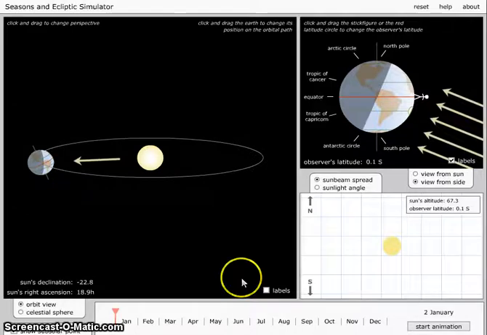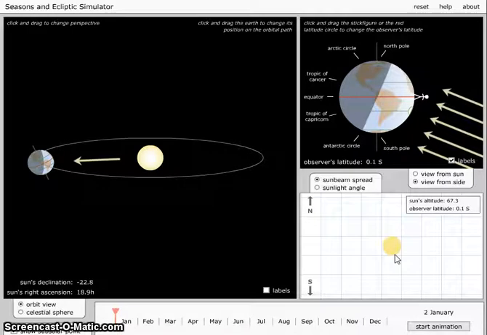What is the sun's altitude? 67 degrees. Make sure you circle the appropriate box for your angle. Look at the sunbeam spread. It's not perfectly circular, but it's not very stretched out either. So select an appropriate picture.